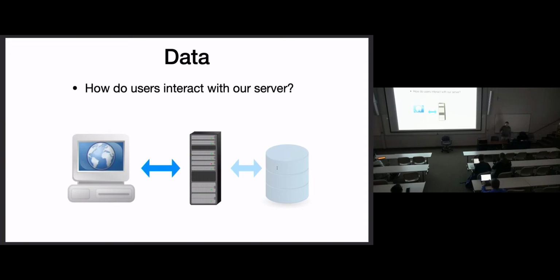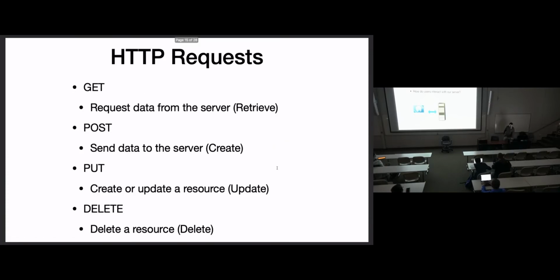But that's only one side of this picture, so how do our users interact with our server? Of course, it's going to be HTTP. So let's talk about how we're going to design the HTTP side of our server. We're going to use a few HTTP methods that we haven't used before, this put and delete. And they're going to correlate with our CRUD operations. So GET request is going to be a retrieve, post, create, put, update, delete, delete.